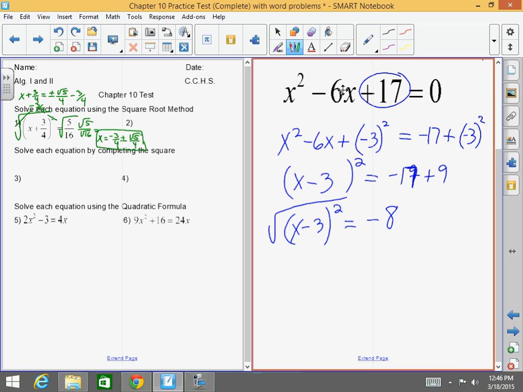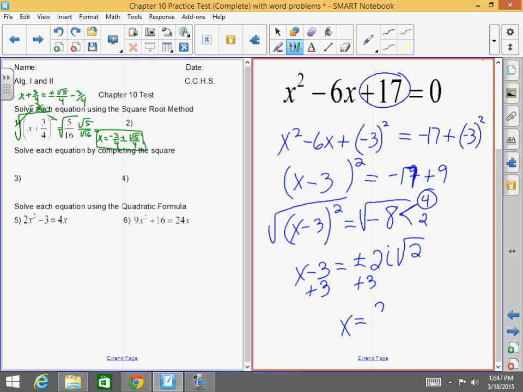Okay. Square root both sides. x minus 3 equals plus or minus. This breaks up into 4 times 2. Square root of 4 is 2. So this is plus or minus 2i square root of 2. Add the 3. x equals 3 plus or minus 2i square root of 2. And that's how you solve by completing the square.